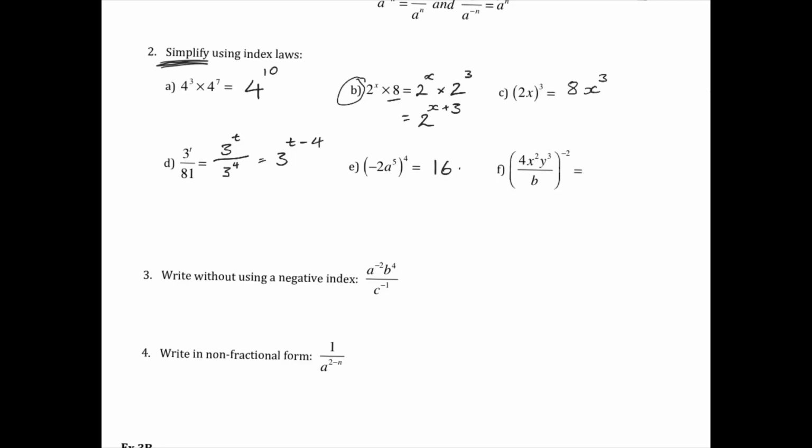All of that, negative 2a to the 5 to the 4. I like this part. Why isn't it negative? Even power means it gets rid of the negative. All the negatives cancel out.